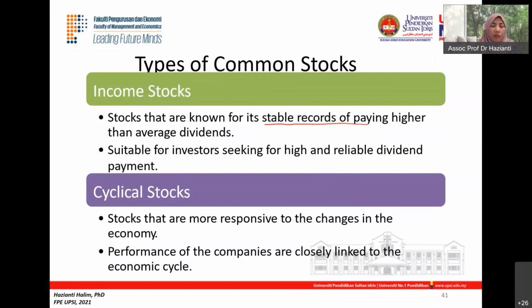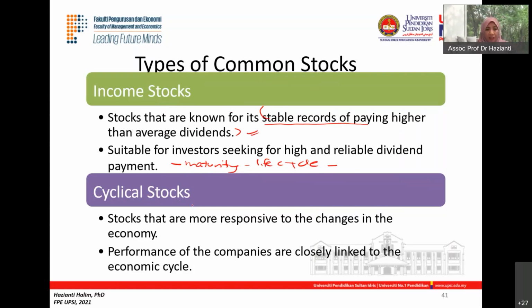Income stock is suitable for investors seeking high and reliable dividends, and these are normally companies at the maturity stage of the life cycle. You know the product life cycle, the industry life cycle. Income stocks are normally at the maturity stage and generously pay dividends. The keyword here is that they have a stable record of paying higher than average dividends. So they pay a lot of dividends to their shareholders.